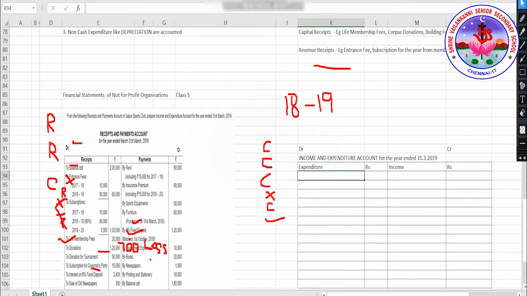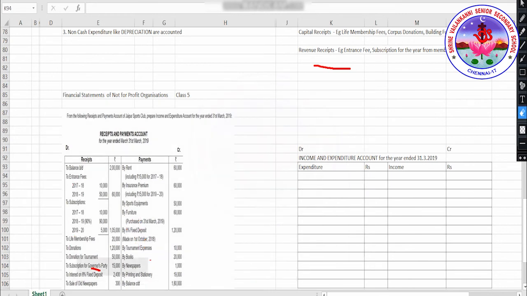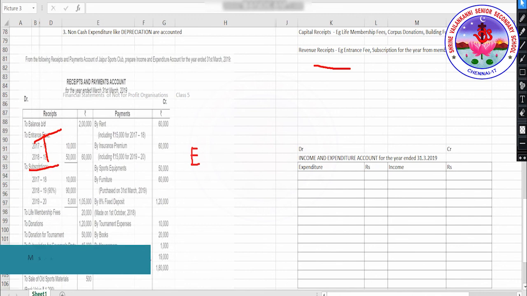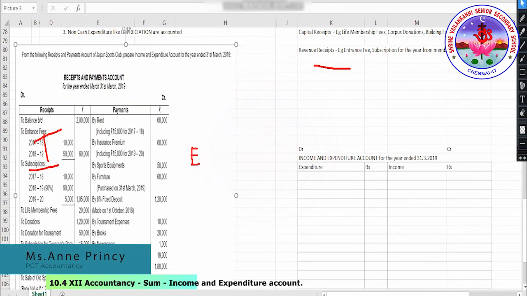So first let me start. I'm just going to clear all these items so that there is better clarity for you. The first item we are going to look into is entrance fees. The receipt items you will be recording as income. Payments will usually be recorded on the expenses side. Generally this is how the question will be asked. They will give the receipts and payments account, and you need to prepare the income and expenditure account from that.